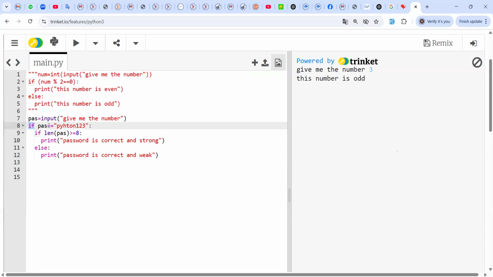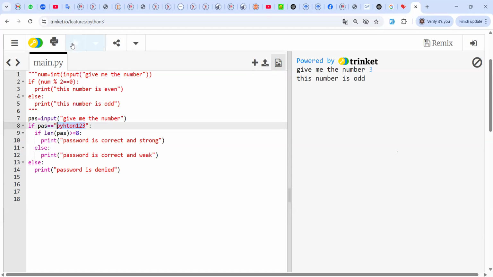And now let's see the else of this statement. We said if pass is equal to Python 123, it's correct with these two things. But what if it is else? What if it is different than Python 123? That means it is not correct, okay? We have to print that, print password is denied. That means because it is different to Python 123.